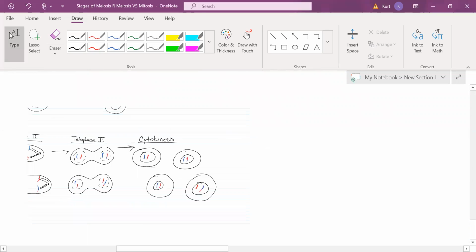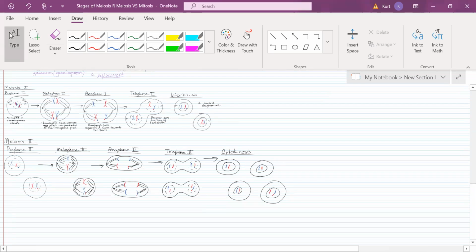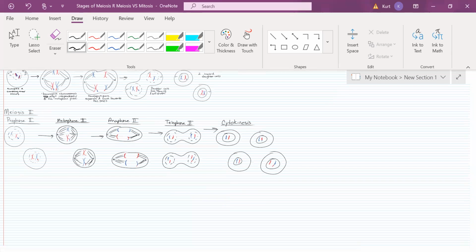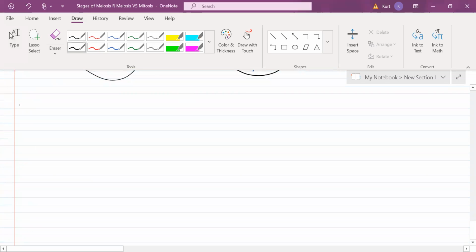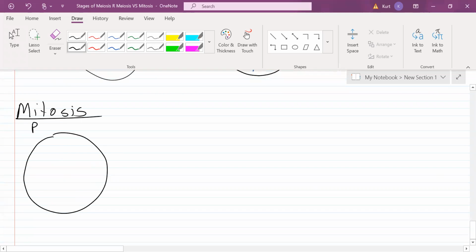All right. So there's meiosis 1, meiosis 2. Now let's do mitosis, stuff we did last unit. So this is just prophase. Remember, there's no prophase 1 or prophase 2. It's just prophase. Nucleus is eroding. You're starting to see the chromosomes. 1, 2, there they are. 3, 4, okay?